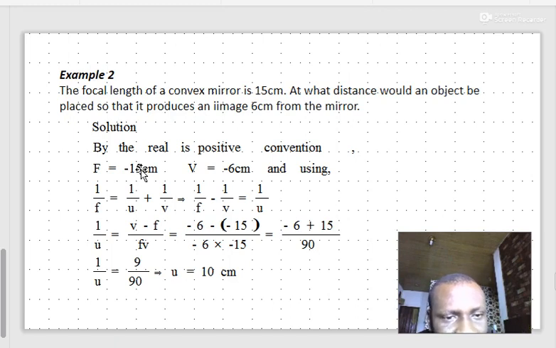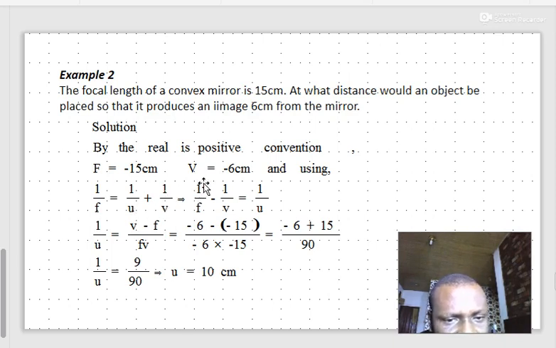We did not bother to add the plus to the concave mirror in the previous example, because positive is positive, we don't need to add the plus sign. But this one is a negative focal length because the mirror is a convex mirror. So this one we put minus 15. The image is formed 6 centimeters, and the image is always formed behind the mirror, at the back of the mirror. So the image distance is minus 6.